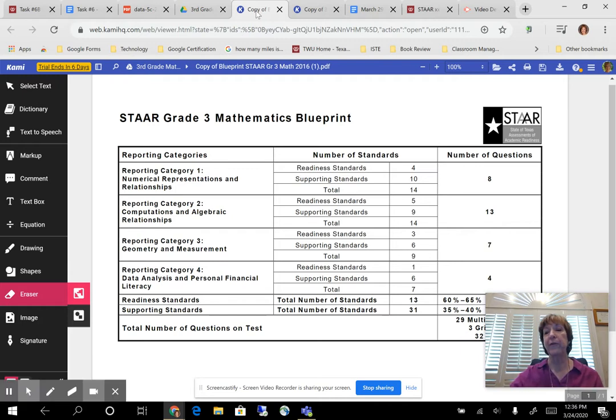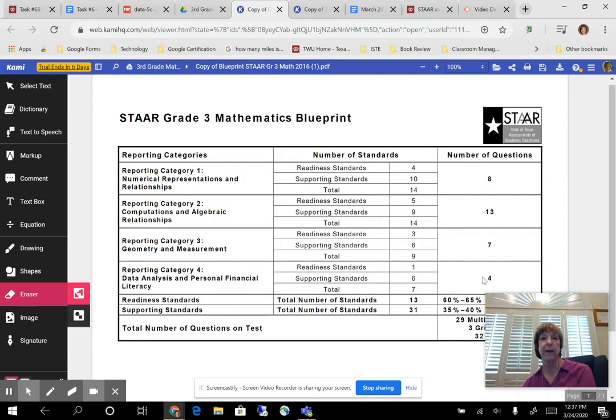The blueprint is fairly easy to decipher. Basically, the blueprint has the reporting categories, which remember are those big, broad umbrellas that STAR uses to group their TEKS together according to either readiness standards or supporting standards. So in the third grade math test, we can see that there were a total of 32 questions. Of those 32 questions, 8 were in reporting category 1, 13 were in reporting category 2, 7 were in reporting category 3, and 4 were in reporting category 4.